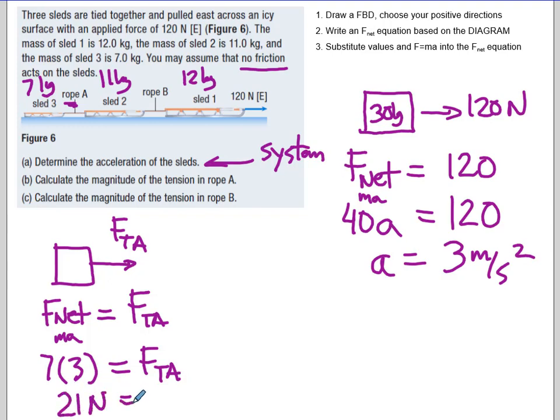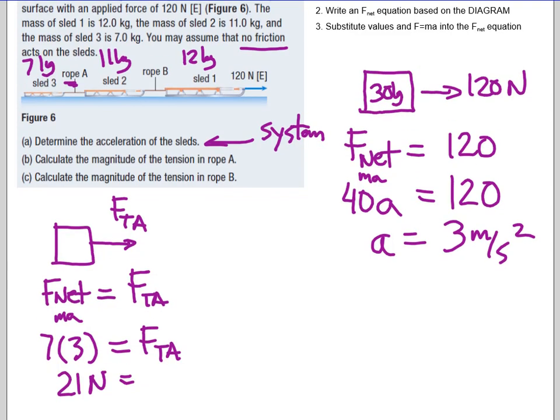And I'm sorry, that's right at the bottom of the screen. Maybe I can roll that up a little bit higher. Okay, so that one's done. Calculate the magnitude of the tension in rope B. Okay, so B is right here. Now I have a choice. I can model sled 2, or I could model sled 1. I'm going to go for sled 1. So I'm going to have a slightly larger sled 1.